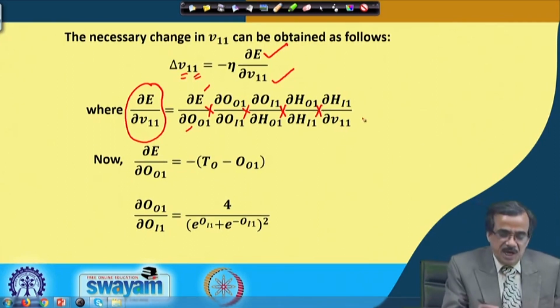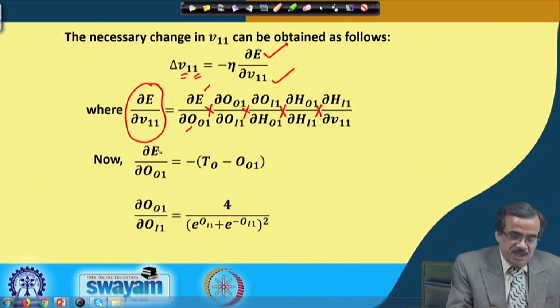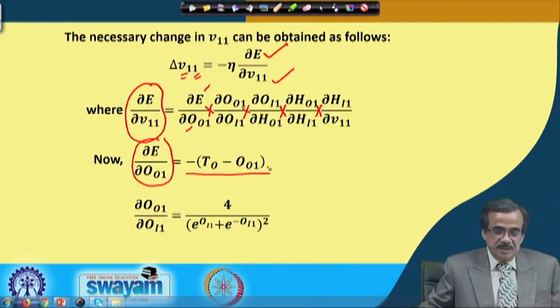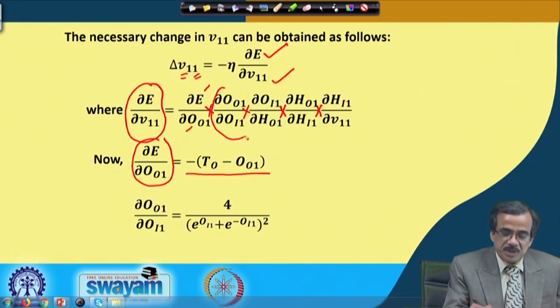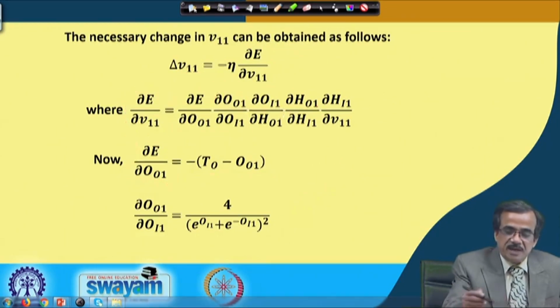Once again we are going to use the chain rule of differentiation. Now, for this partial derivative of E with respect to O_O1, I can find this particular expression. Then comes the partial derivative of O_O1 with respect to O_I1, which we have already seen. So, we can find it.